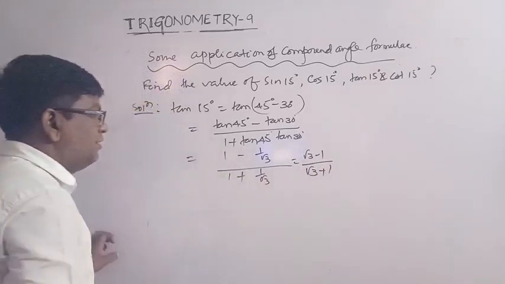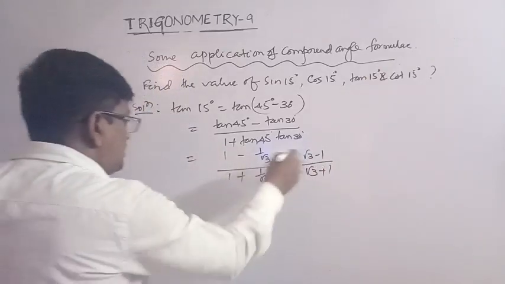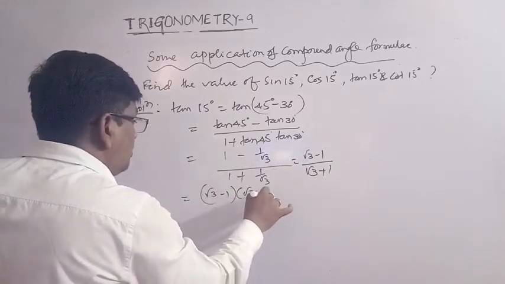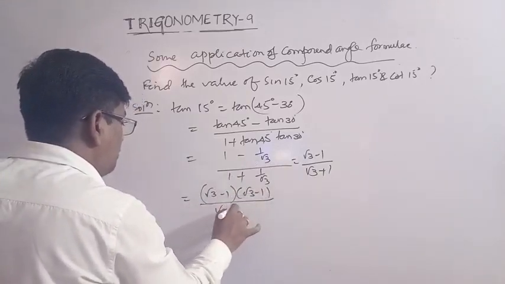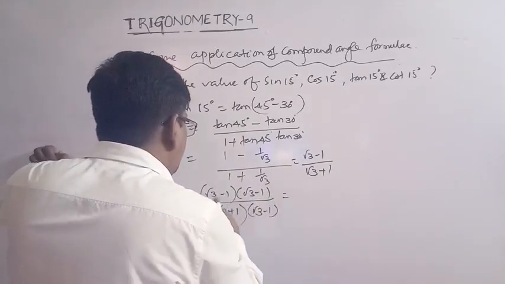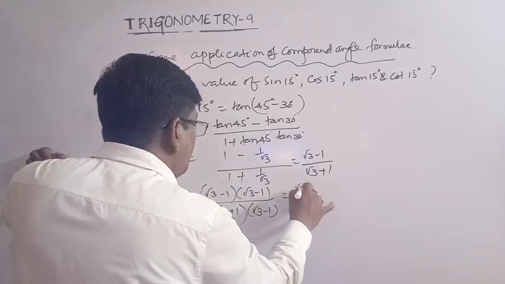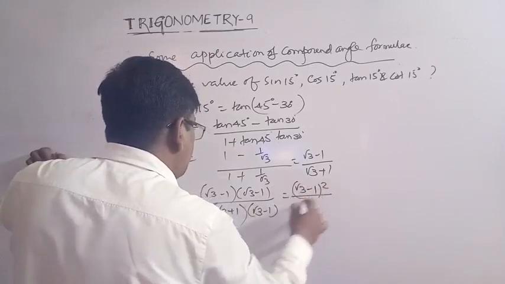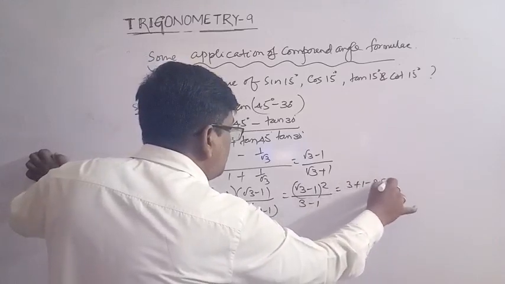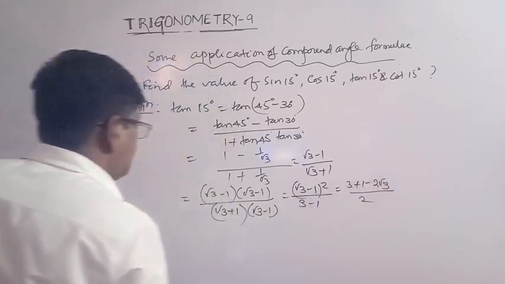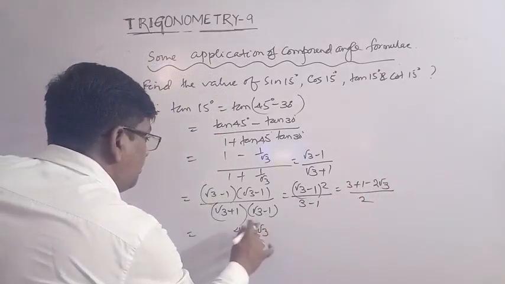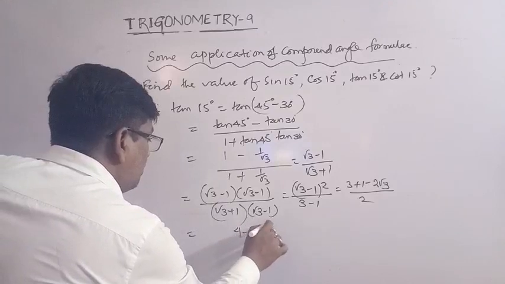The LCM gets cancelled. Now rationalize this. Rationalize this, that is root 3 minus 1 into root 3 minus 1, divided by root 3 plus 1 into root 3 minus 1. This is equal to root 3 minus 1 whole square, root 3 minus 1 whole square. This is equal to 3 minus 1, so 3 plus 1 minus 2 root 3 divided by 2. So this is equal to 4 minus 2 root 3, 4 minus 2 root 3 by 2.